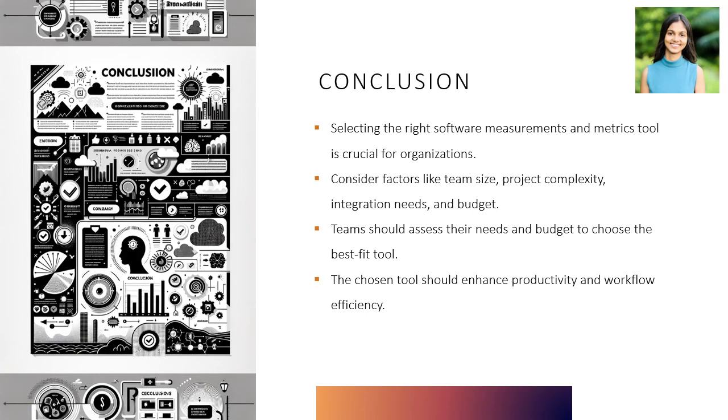In conclusion, choosing the appropriate software measurements and metrics tool holds significant importance for organizations. Various factors such as team size, project complexity, integration requirements, and budget constraints must be considered during the selection process. It's essential for teams to thoroughly evaluate their specific needs and financial resources to identify the most suitable tool. The selected tool should not only align with the organization's requirements but also contribute to enhancing productivity and workflow efficiency. By making well-informed decisions, teams can effectively monitor and analyze software metrics, leading to improved performance and better decision-making processes.